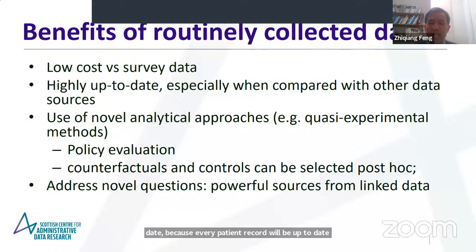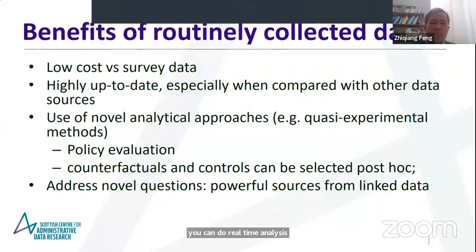So this is again important, because in the UK, for example, people have used the routinely collected data. They link the patient records with the published census, and look at the inequality in terms of COVID-19 infection and COVID-19 mortality. Potentially, you can do real-time analysis using the routinely collected data.